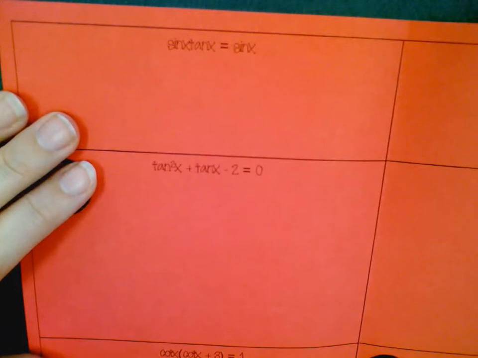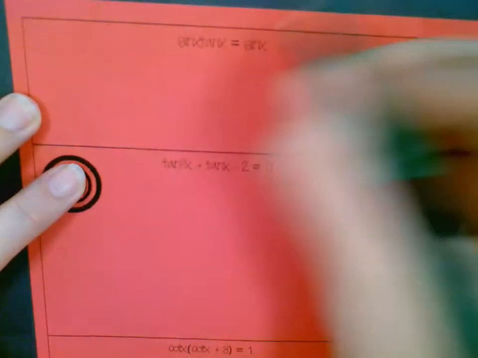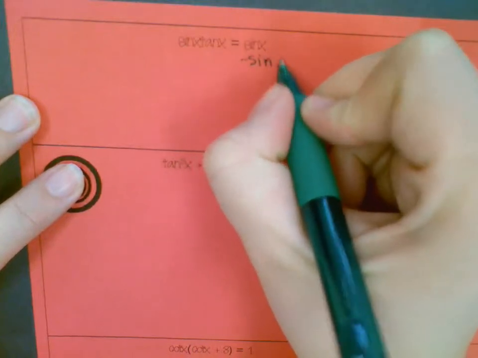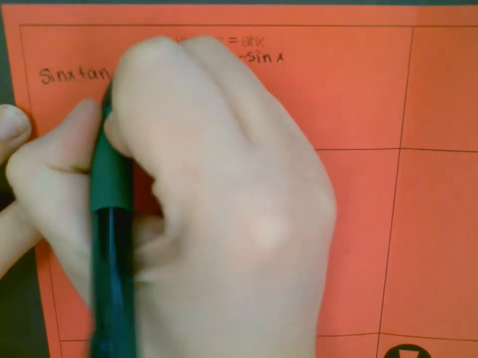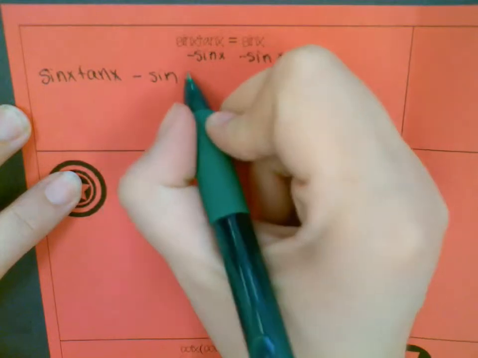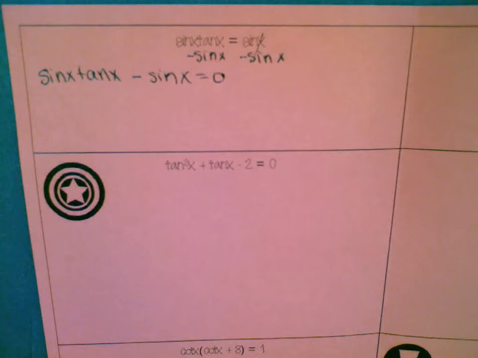For this one we have sine of x times the tangent of x equals the sine of x. For most equations that have more than one factor, we want to make it equal 0. So I'm going to move that sine over. I'm going to subtract sine from both sides. Now I'm going to have sine x tangent x minus sine of x equals 0. So it's going to cancel out. So where to go from here?